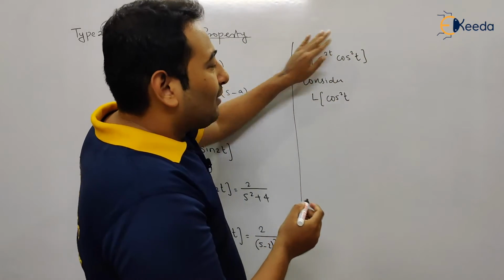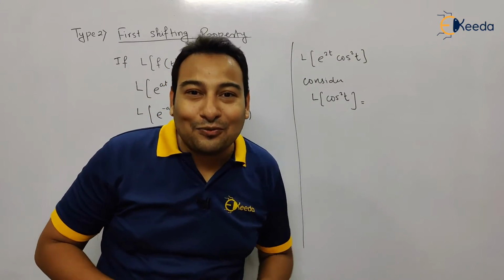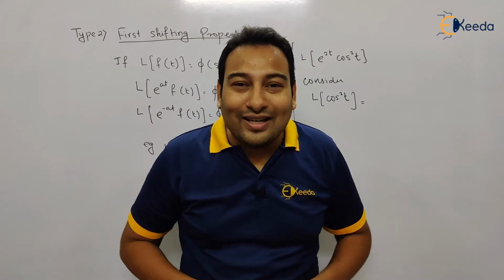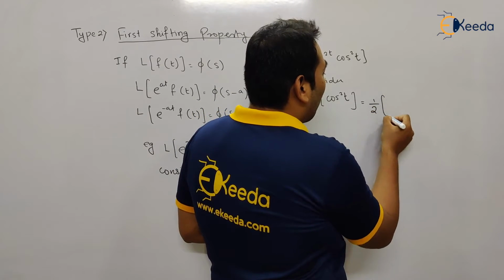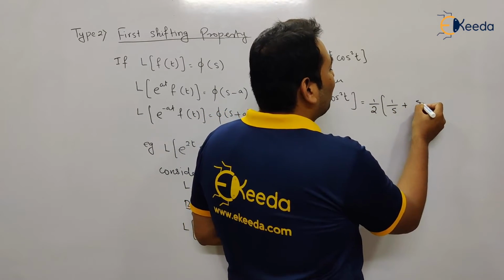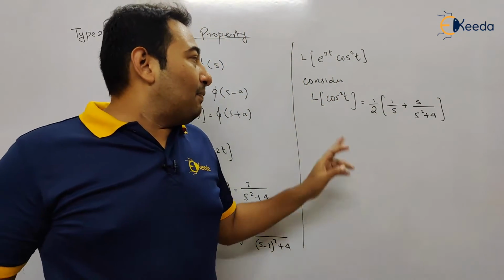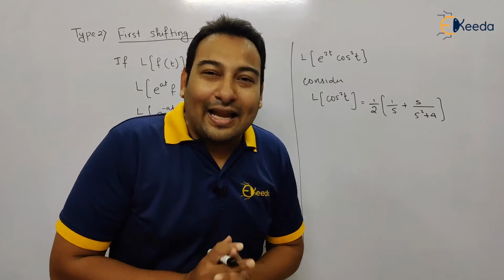Forget about this exponential part. And what is Laplace of cos square t? Do you remember how to find Laplace of cos square t? It's just a brief revision. You're going to write it down, cos square t is 1 plus cos 2t upon 2. So that 1 upon 2 will come outside, 1 upon s plus cos 2t is s upon s square plus 4. This is Laplace of cos square t. We have already discussed this example in detail in type number 1.